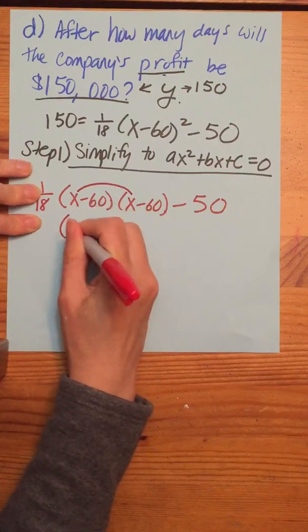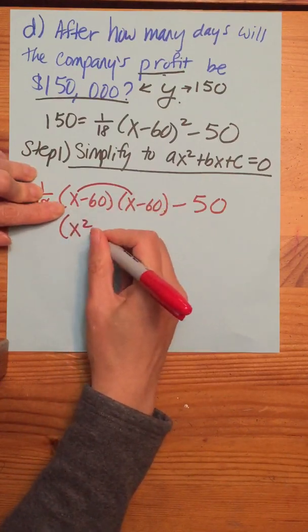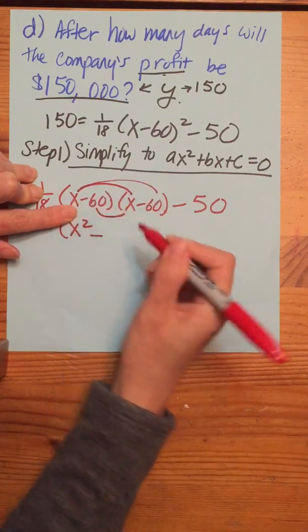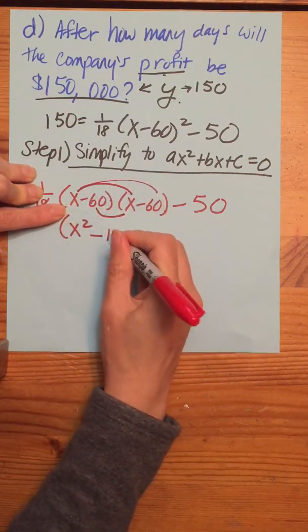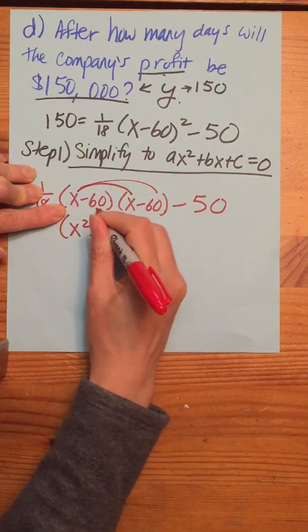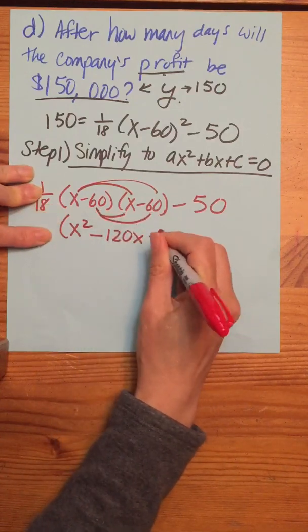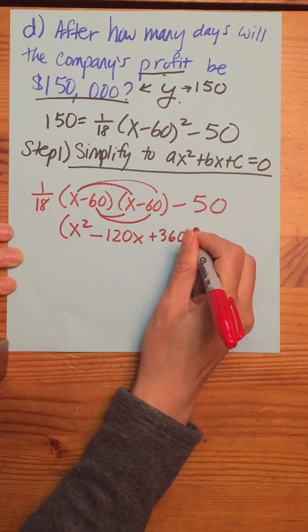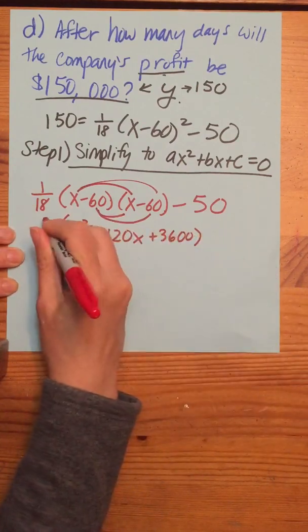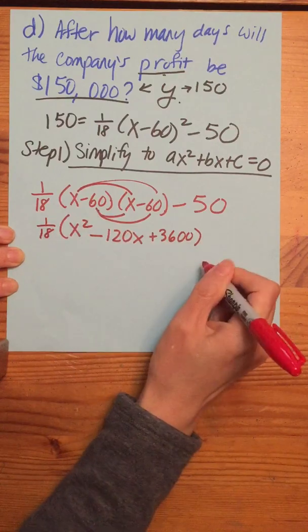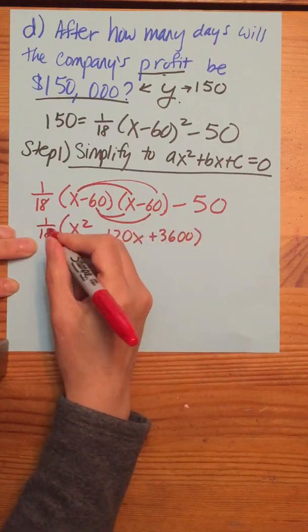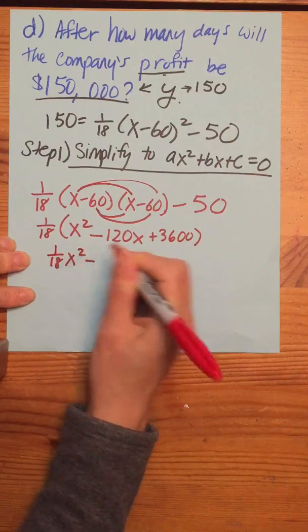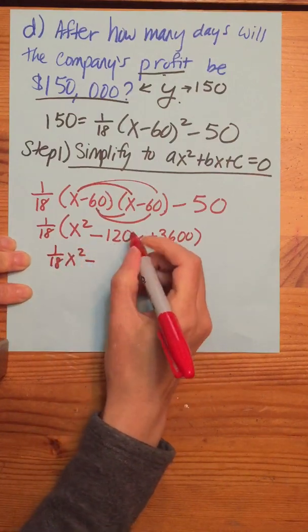X times X is X squared. X times negative 60 is negative 60X. Then negative 60 times X is another negative 60X, so that totals to negative 120X. Negative 60 times negative 60 is plus 3600. There's a 1/18 in front of the parentheses that needs to be distributed. So I'm going to do that: 1/18 X squared minus 120 divided by 18.